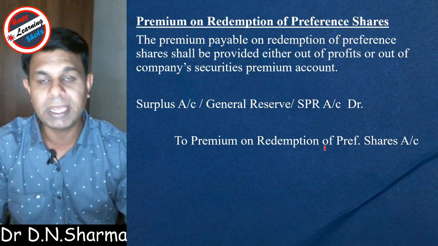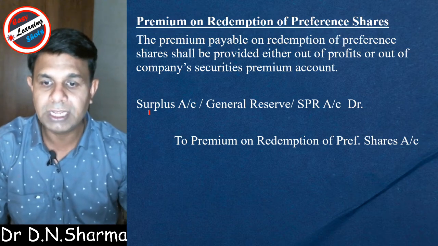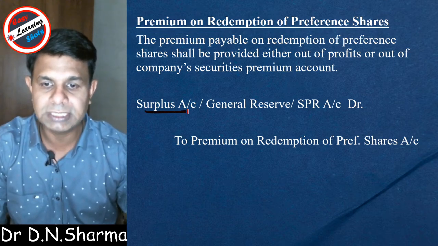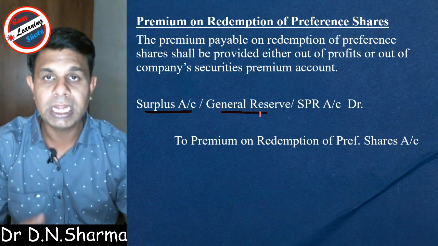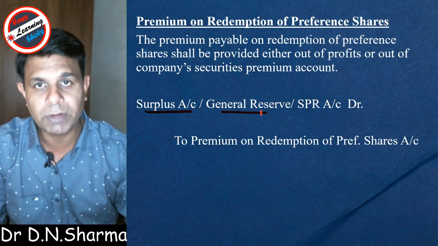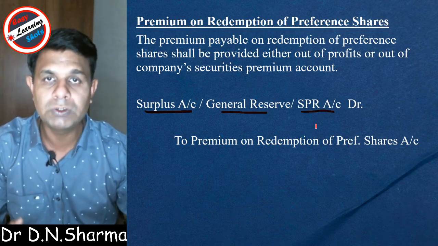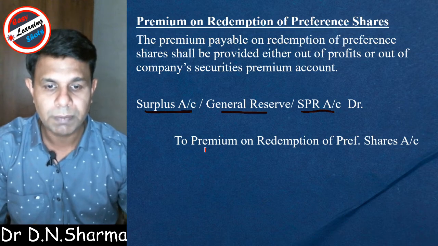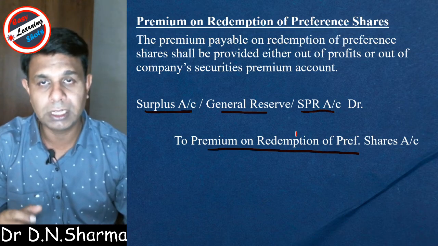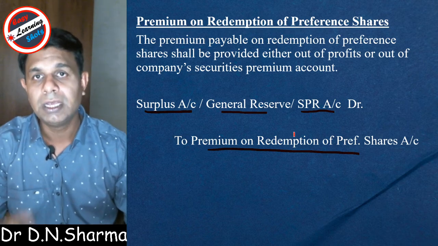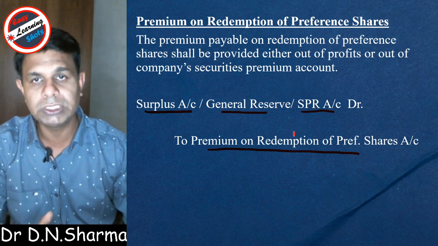Now when we adjust the premium amount, if we take the amount from the surplus account, then the surplus account is debited, or the general reserve account is debited. And if no amount is left out of profits, then we use the securities premium reserve account, and the amount of premium is transferred to premium on redemption of preference shares. Now we take an example where we do all the general entries related to the transfer of amount to the preference shareholders.